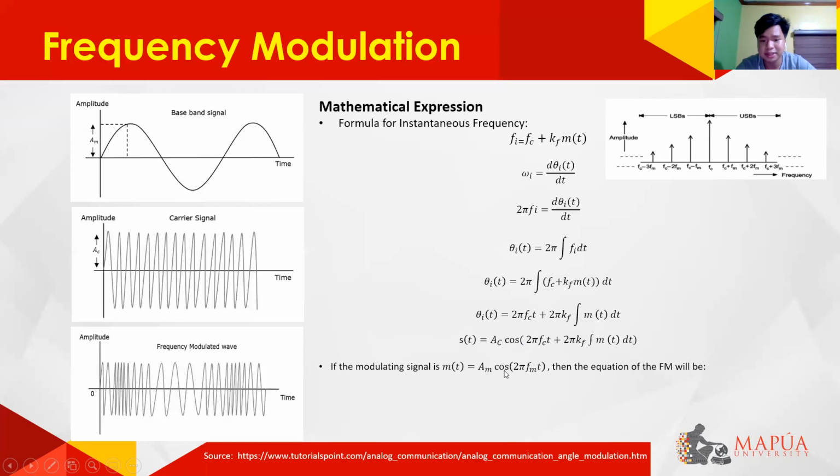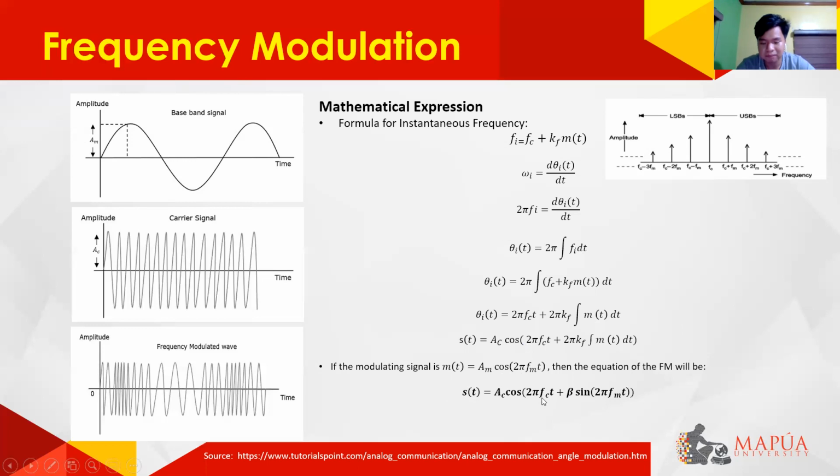So if the modulating signal is m(t) equals A_m cosine 2 pi f_m t, then the equation of the FM will be this one. This will be the final equation of the frequency modulation, where s(t) is equal to A_c cosine of 2 pi f_c t plus beta sine 2 pi f_m t. This represents the modulated signal.